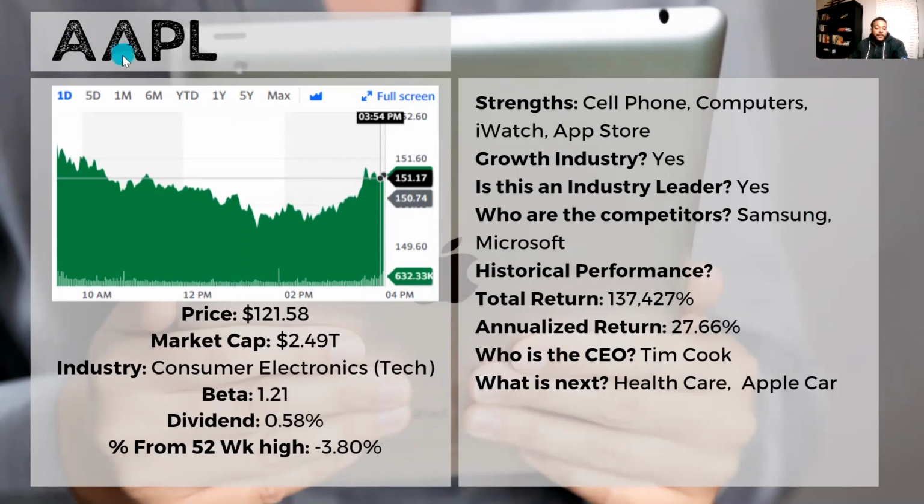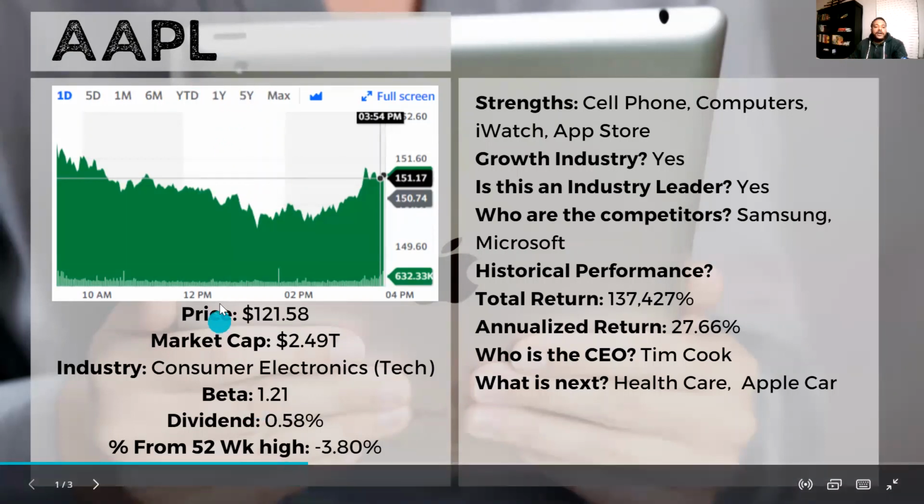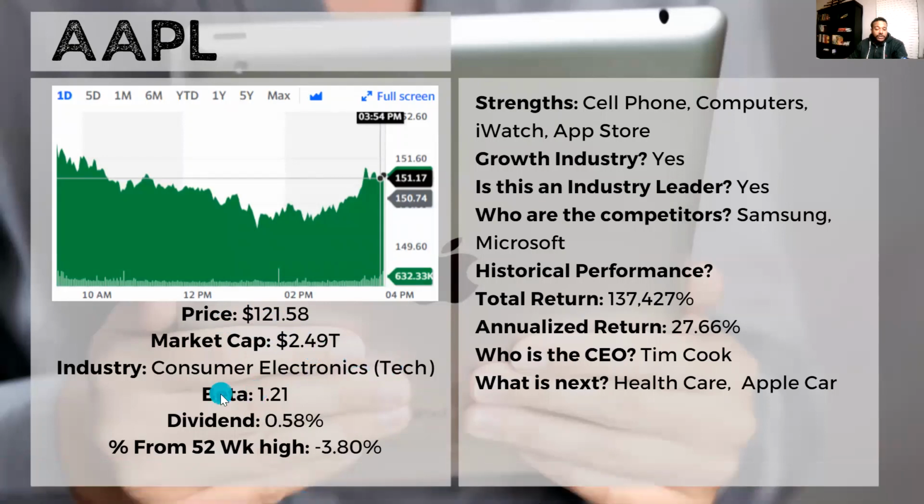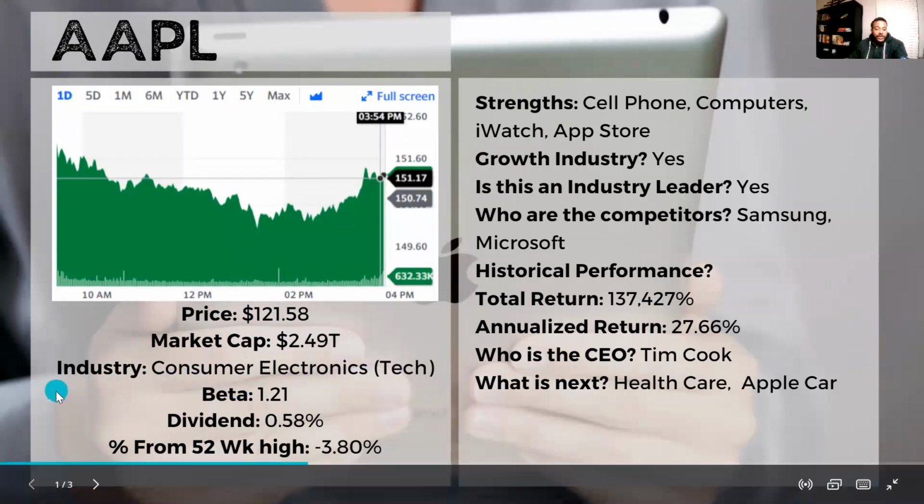So if we pull up Apple, here we have Apple. I put up the chart over the past day. This was actually yesterday, and you can see just how it traded, but also you can look at the 1 year, 5 year. What is the price? The market cap of 2.49 trillion. I provided the information. What is the industry? Consumer electronics. The beta of 1.21. It also has a dividend of 0.58%.